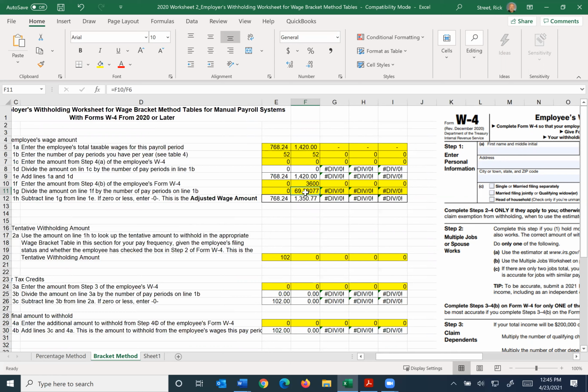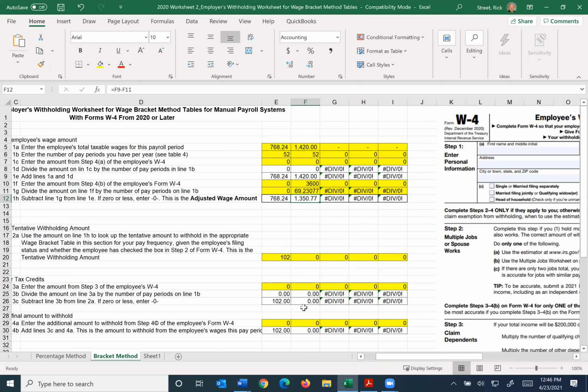And go ahead and let these numbers cast on out there. And then what you get on line 1H is the taxable wages. Notice she gets $1,420 over 52 weeks. That 3,600 is then spread over that 52 weeks. And that's the way I believe it's done.